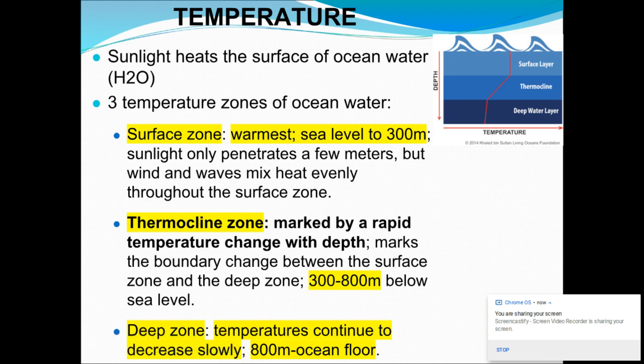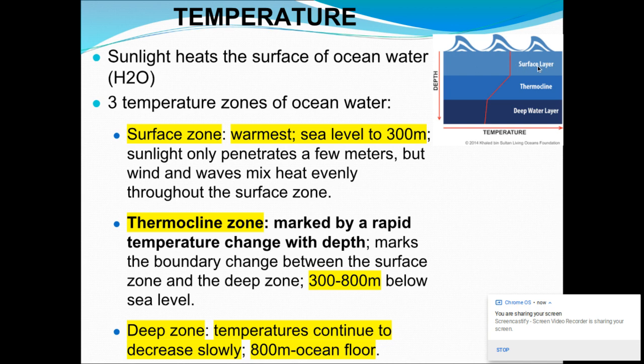Temperature. There are 3 different zones within the ocean. First of all, the surface zone, that is our warmest zone, that runs from sea level to 300 meters. And you might ask, why is it the warmest? Well, that's the zone that's exposed to the most sunlight. Sunlight only penetrates a few meters into the water. The wind and the waves mix that surface zone, so it is uniform throughout. It is mixed evenly, and it's the warmest layer that we have in our picture up here.